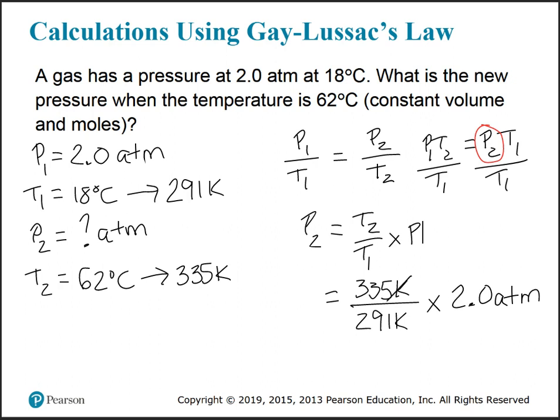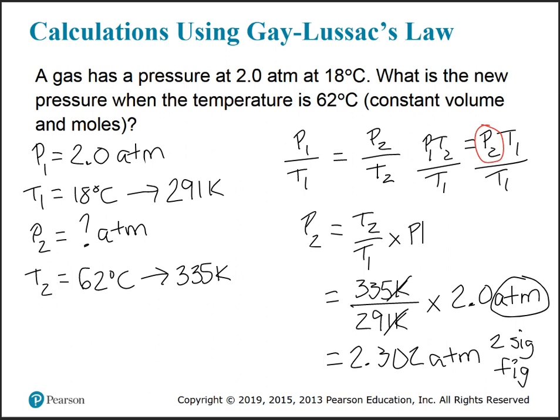When you do all that, you cancel out your Kelvin, you're left with atmospheres, and your calculator is going to say something like 2.302 with a bunch of other numbers after it. But we only want 2 sig figs. So we're going to say 2.3 atmospheres. So it's very similar to Charles's law, except it's pressure and temperature.